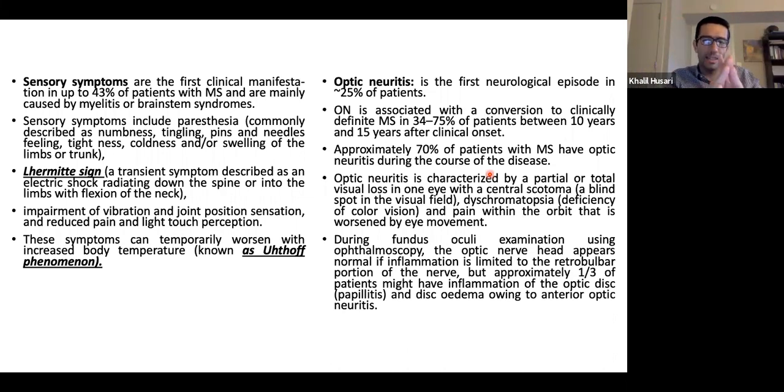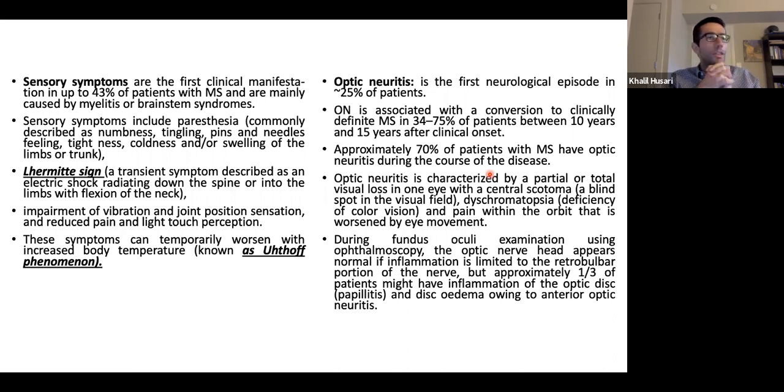So that's the classic. The other thing is that you will get chromatopsia, which is deficiency of the color vision. You stop seeing the colors. So 3 things. We have pain, very important, central vision loss, and deficiency of color vision as well. So this is the hallmark of optic neuritis.